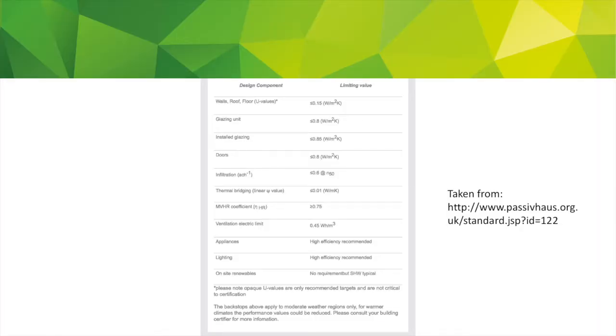All appliances have to be A rated. Lighting should all be high efficiency fittings. And on-site renewables, what we discussed before in the series, is that there is no real requirement for renewables, and this is because the standards are looking at energy consumption, energy reduction, not carbon footprint. By reducing your energy consumption, it's reducing your carbon footprint, but it doesn't look at completely eradicating it or providing any additional energy generation on site.